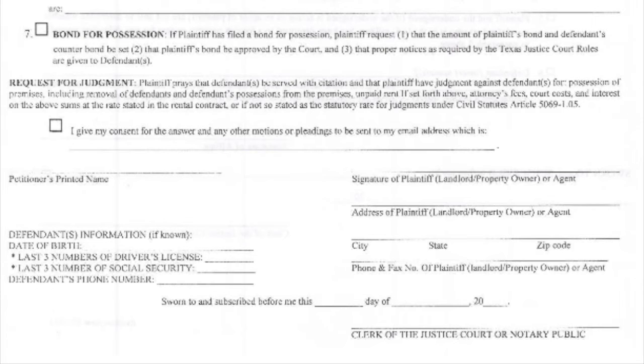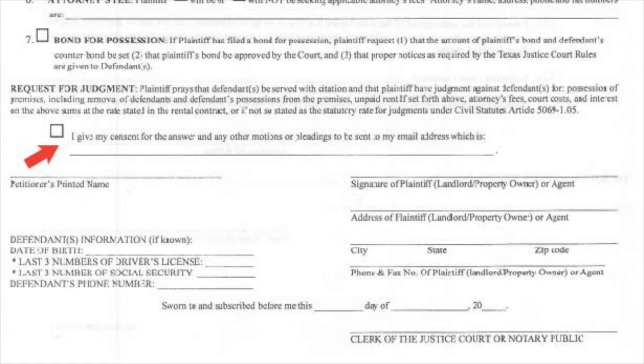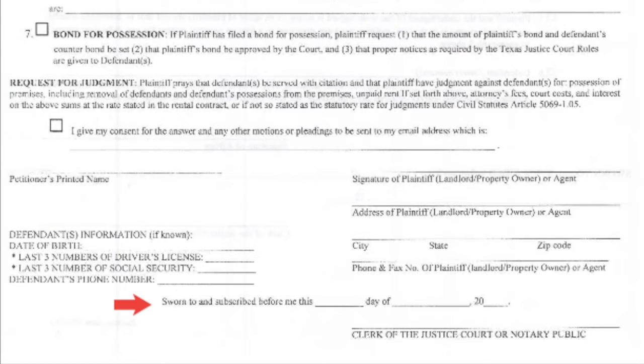The final section of this petition is really about contact information for the plaintiff. This is allowing the court to notice you of any motions or hearings via email. Of course, the petitioner's name and signature and address will go here, and then of course at the bottom the petition will be notarized by the clerk of the court.